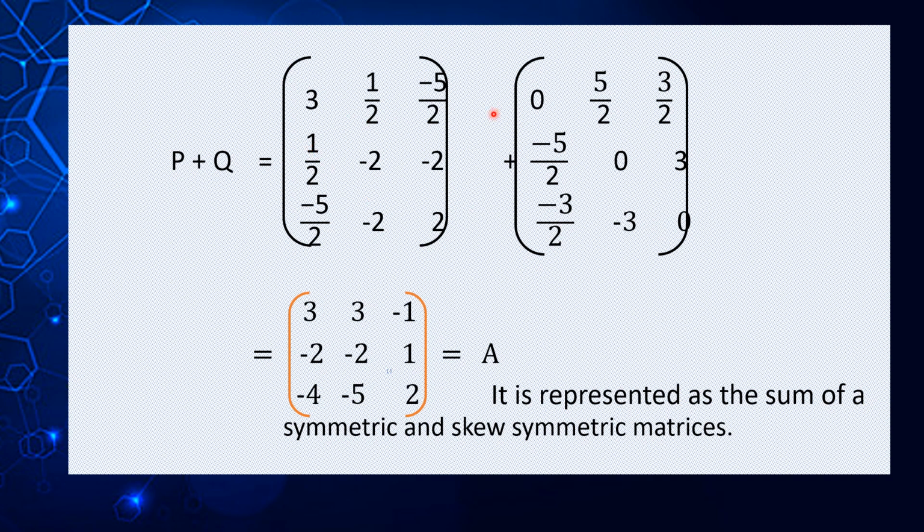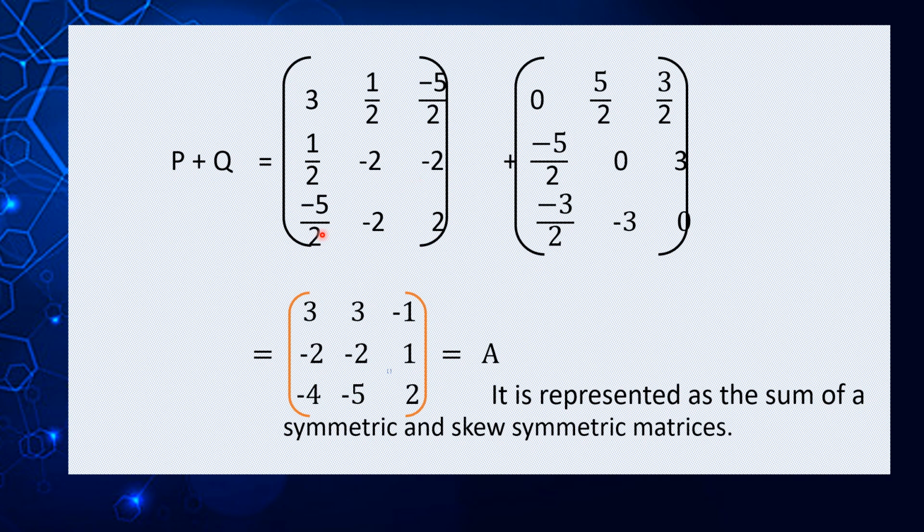3 plus 0 would be 3. 1 by 2 plus 5 by 2 would be 6 by 2, which is equal to 3. Minus 5 by 2 plus 3 by 2 would be minus 2 by 2, which is equal to minus 1. 1 by 2 plus minus 5 by 2 would be minus 4 by 2, which is equal to minus 2. Minus 2 plus 0 would be minus 2.